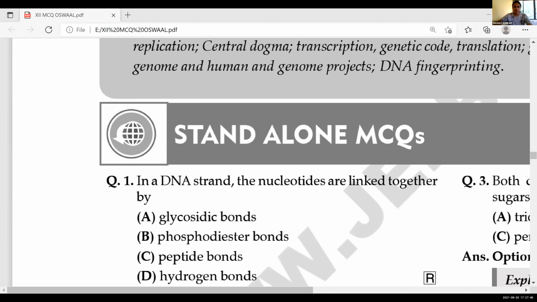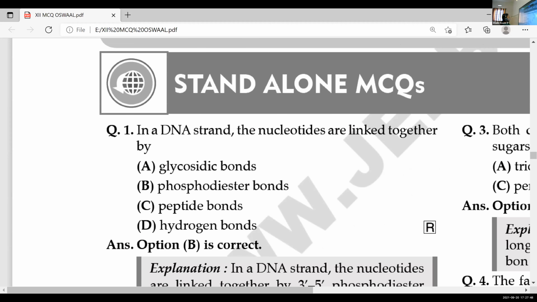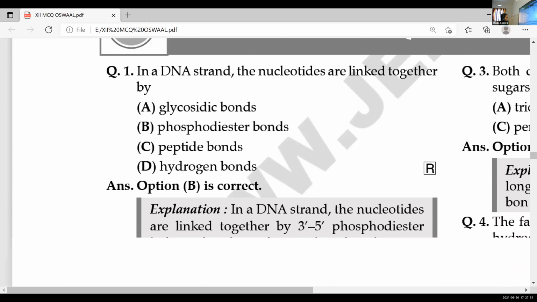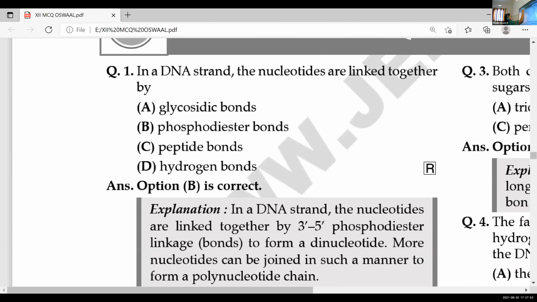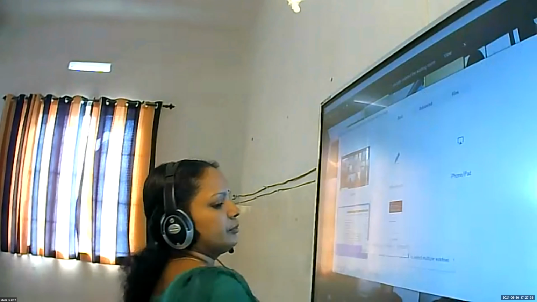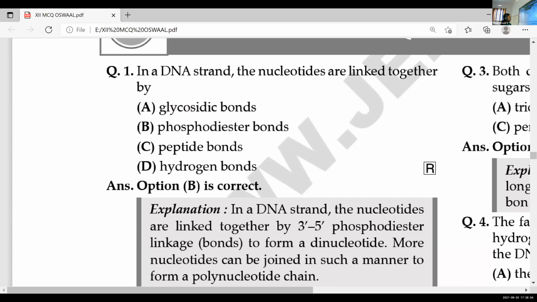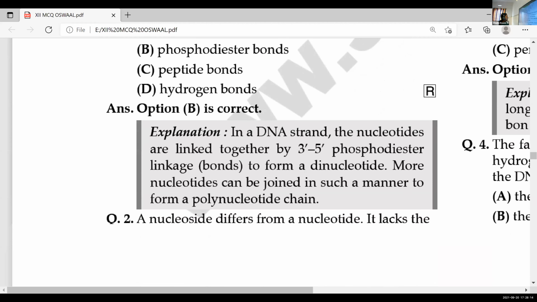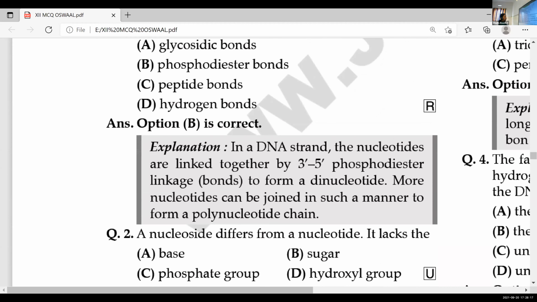Phosphodiester. Phosphodiester bond. So here the explanation also is given. In a DNA strand, the nucleotides are linked together by a phosphodiester bond. Two nucleotides are linked together to form a dinucleotide by a phosphodiester bond, and in this way more and more will be added to form a polynucleotide strand. All these are simple questions, children, not very tricky, direct questions.